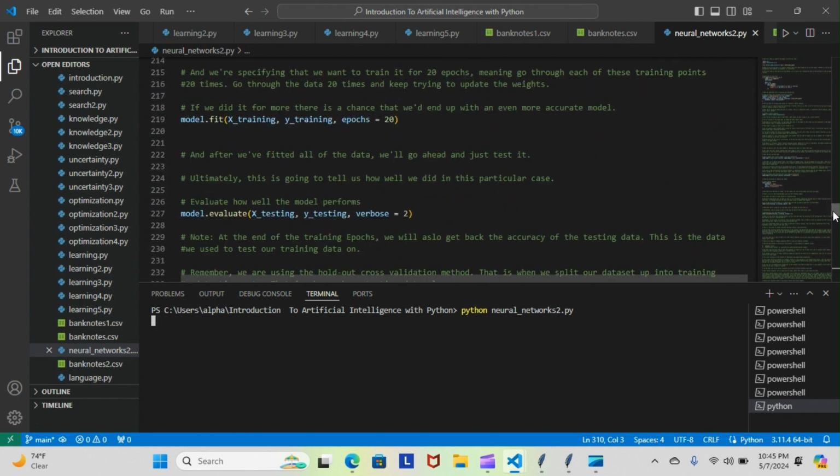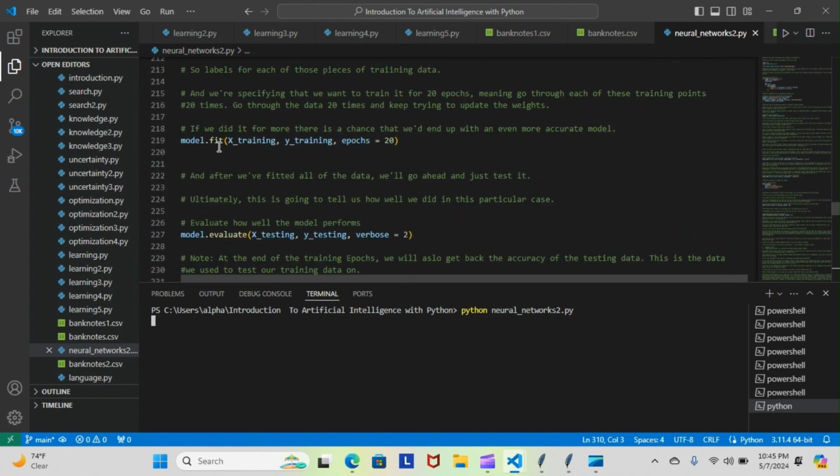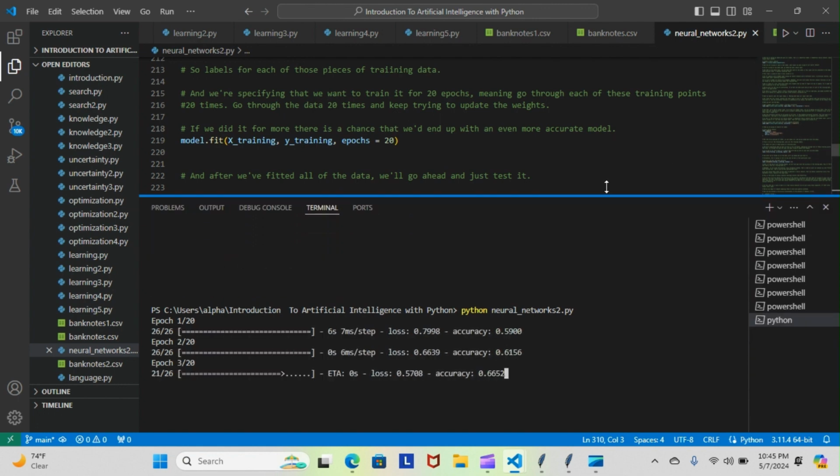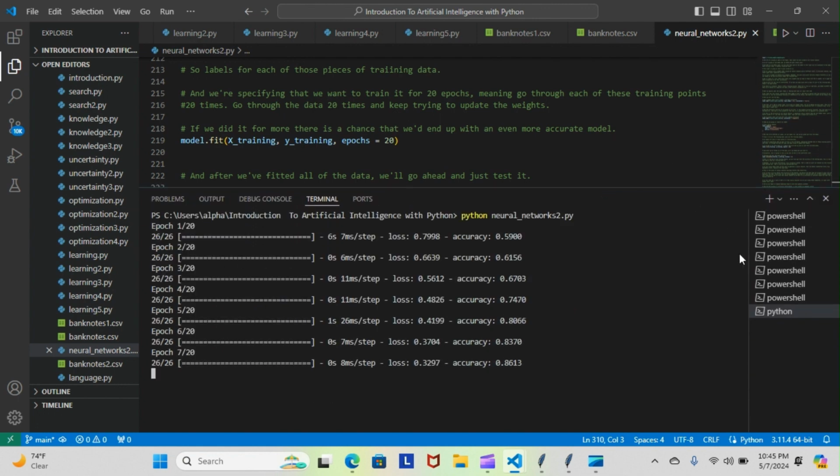Or did I not get to that part yet? Oh, here it is right here. So you can see model.fit x training, y training, epochs equals 20. That means we want to run this training 20 times. And if we did it even more, we might end up with an even more accurate model. So it is compiling now. Let's take a look at what we have before I continue reading.